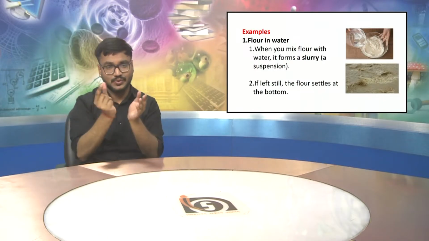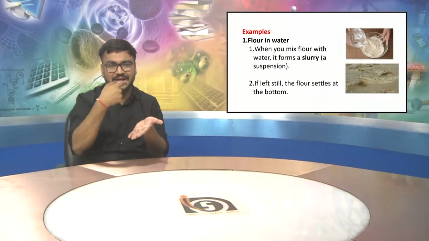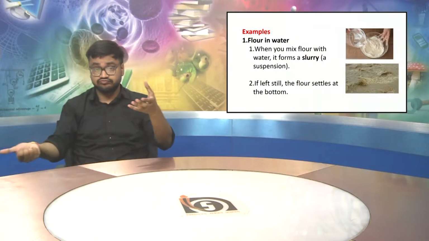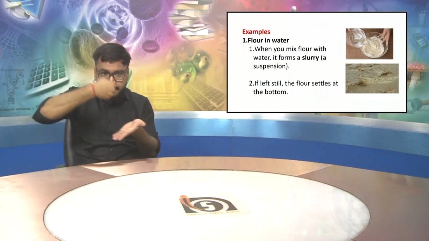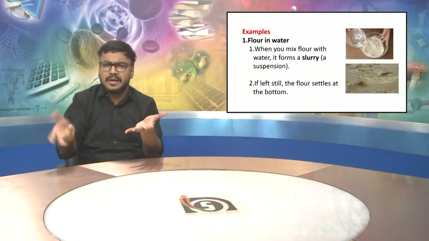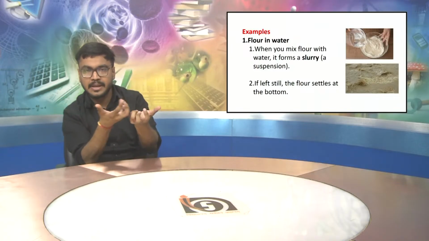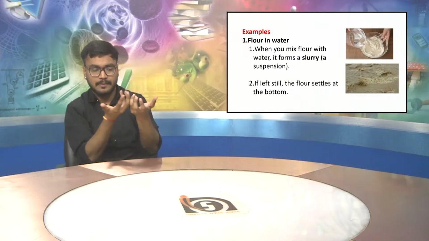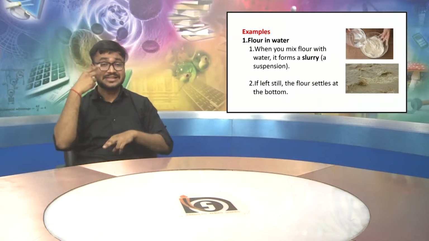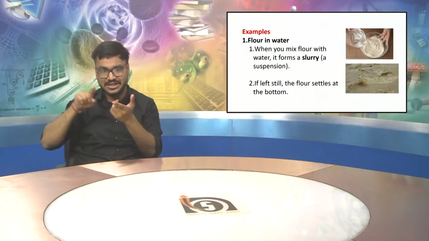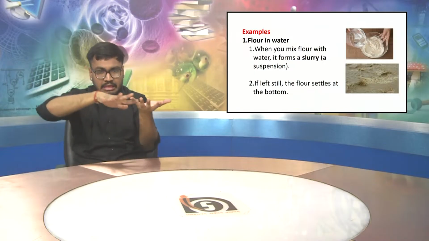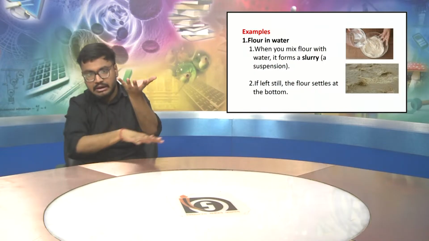For better understanding, let's look at this example. We mix flour in water. When you mix flour with water, it forms a slurry, which is a suspension mixture. If it is left still, without touching or disturbing, the flour settles at the bottom.